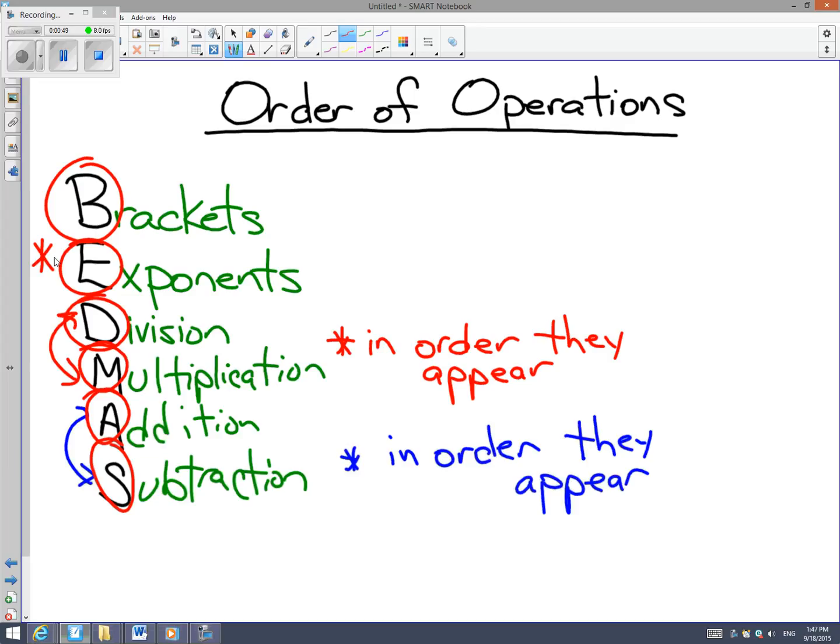Another thing we have to remember with BEDMAS is that the division and the multiplication are grouped together, and the addition and subtraction are grouped together. And they go in the order they appear. So you say the word BEDMAS, but if the multiplication is first in the question, you will do it first, even though the D technically comes before it in the acronym. Division and multiplication are interchangeable, just like addition and subtraction are interchangeable.